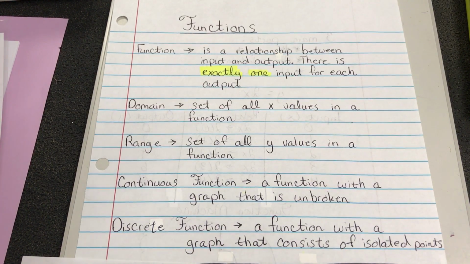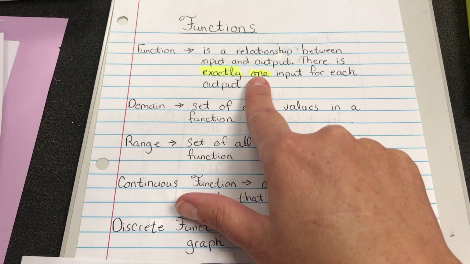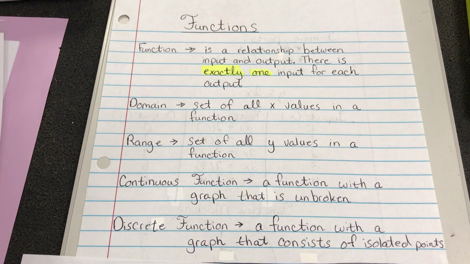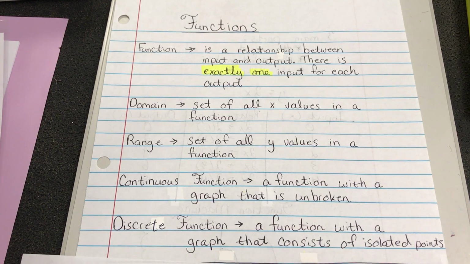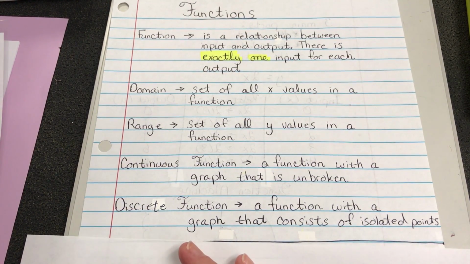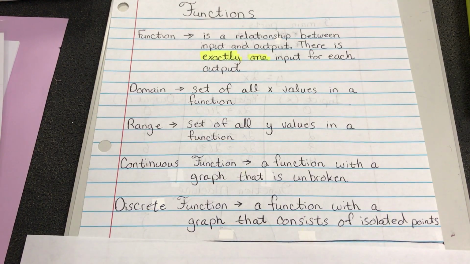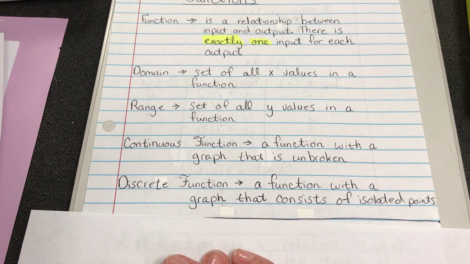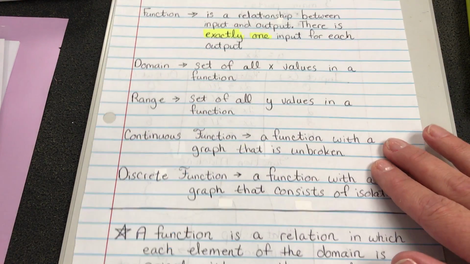So what are functions? Well, a function is a relation, or a function is a relationship between the input and output. There is exactly one output for each input. The domain is a set of all x values in the function. Range is a set of all y values in a function. A continuous function is a function with a graph that is unbroken. And a discrete function is a function with a graph that consists of isolated points.